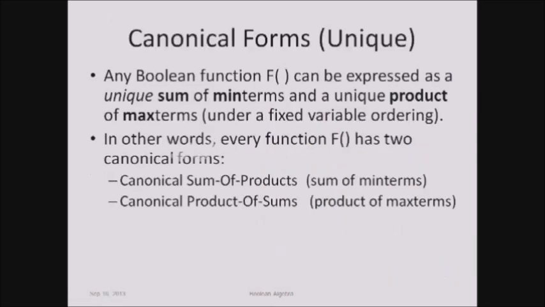Now what is a canonical form? Any function in Boolean algebra can be represented with the help of two canonical forms: one is sum of minterms and the other is product of maxterms. The other names are sum of products and product of sums, right? So any function in Boolean algebra is represented in two forms: canonical sum of products and canonical product of sums.